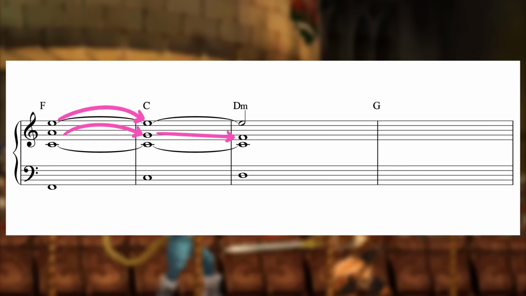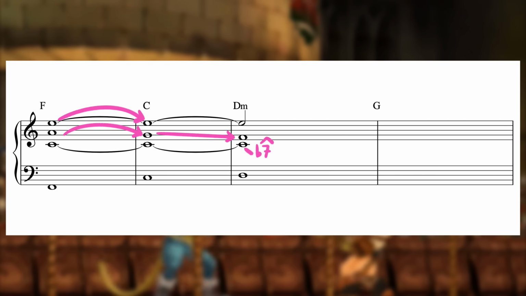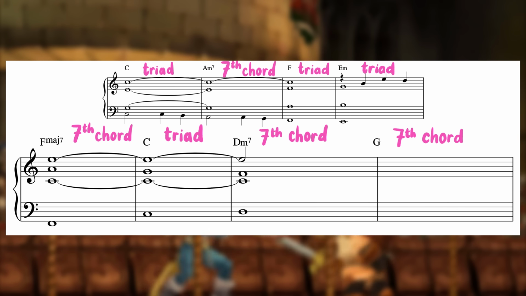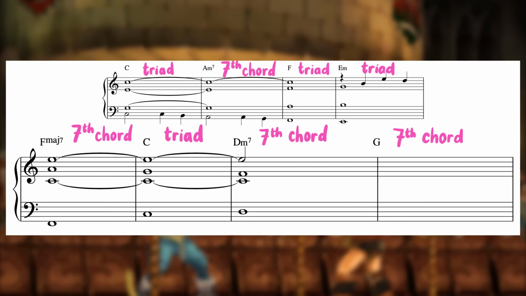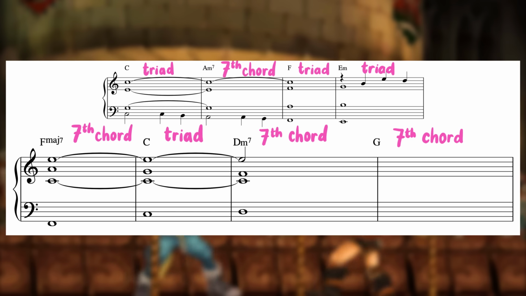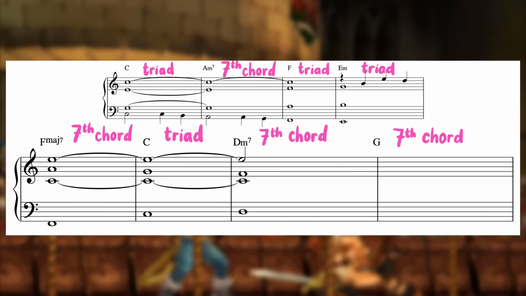This held C note becomes the flat 7th of the D minor chord, making this a D minor 7 chord. Switching back and forth between 3-note triads and 4-note 7th chords can feel a little disjointed, with either the 7th chords feeling out of place or the triads feeling a little too empty. But Uematsu's expert voice leading keeps everything feeling like it's exactly the way it should be.